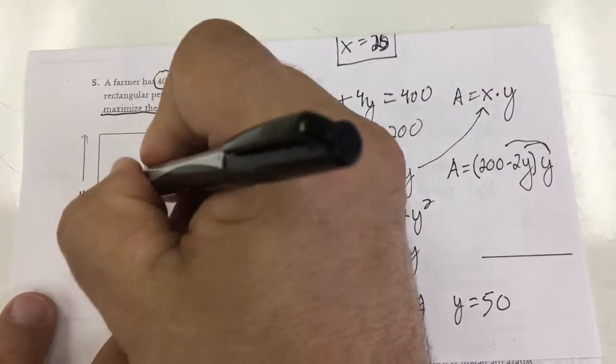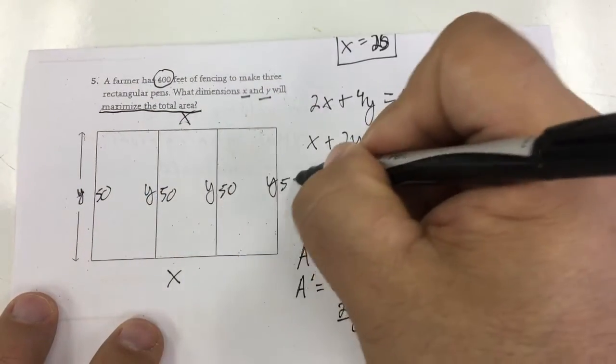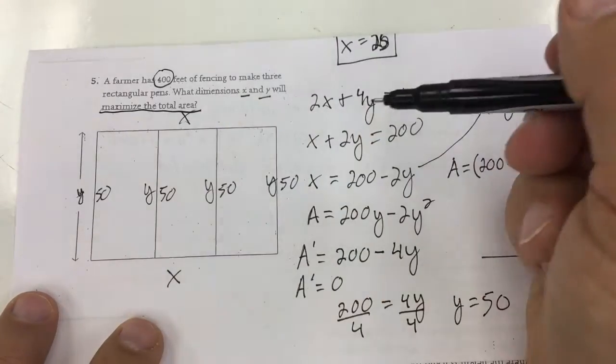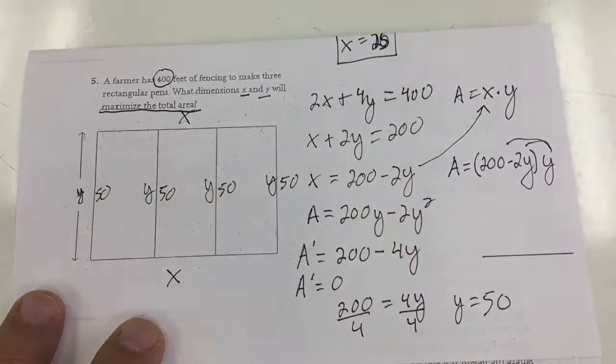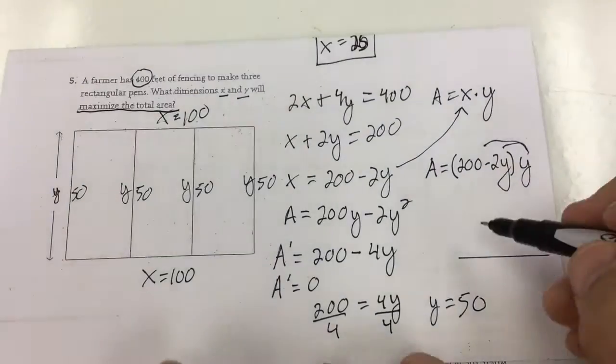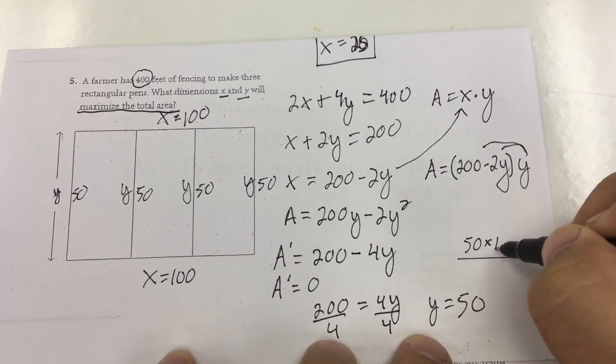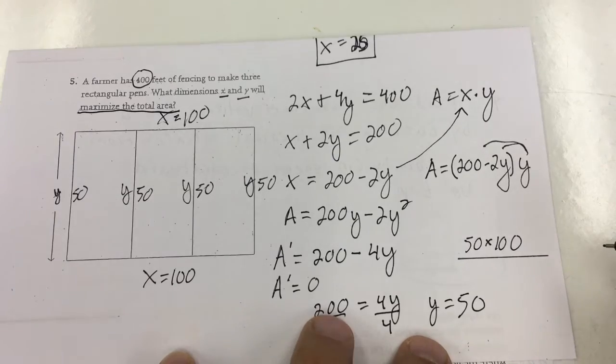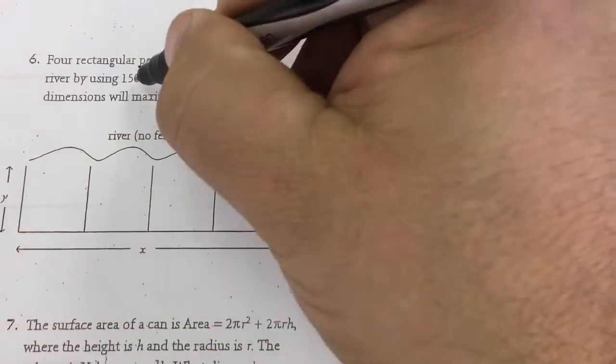So let's see. This side's 50, this side's 50, this side's 50, this side's 50. So that's 200 from 400 feet. So that means x has to equal 100 as well. And 100 up here. So the dimensions are going to be either 50 by 100 or 100 by 50 feet. 10y. Set that equal to 0.